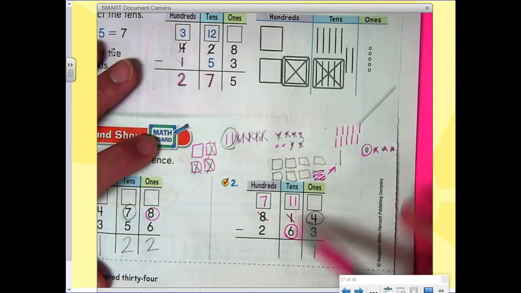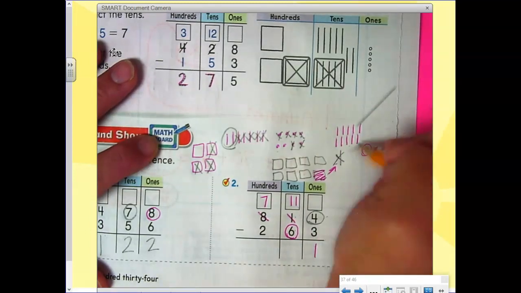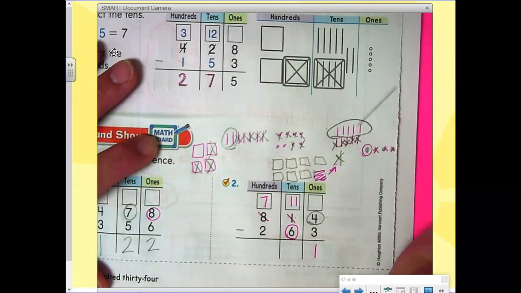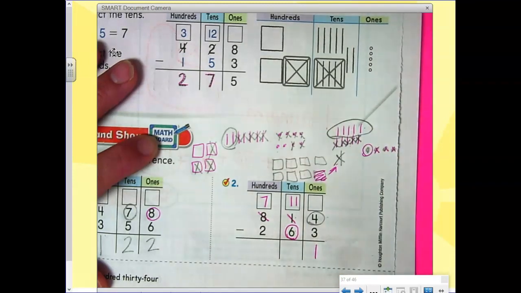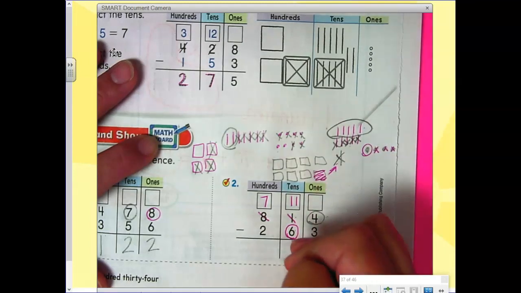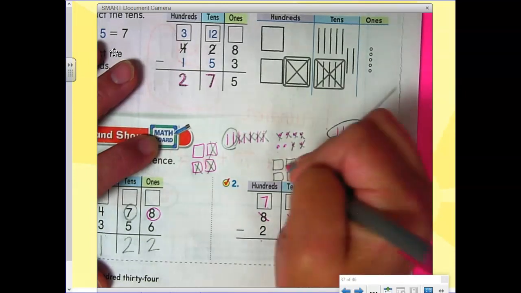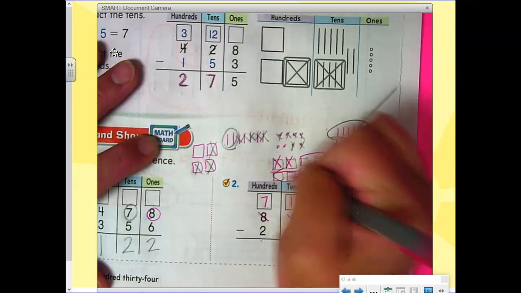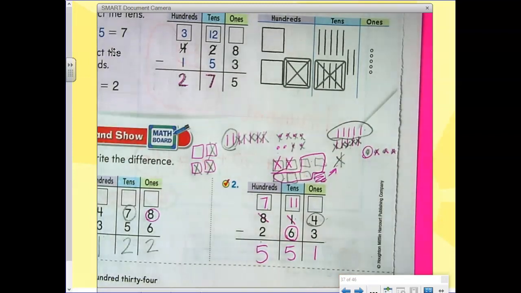Now I can subtract 11 minus 6. 1, 2, 3, 4, 5, 6. I've got 1, 2, 3, 4, 5 left. And then 7 minus 2. So 1, 2. I've got 1, 2, 3, 4, 5. 551.